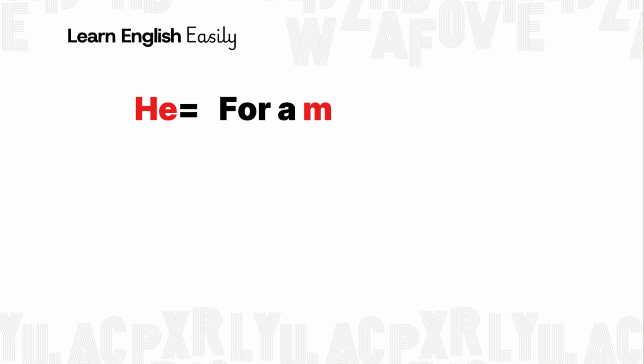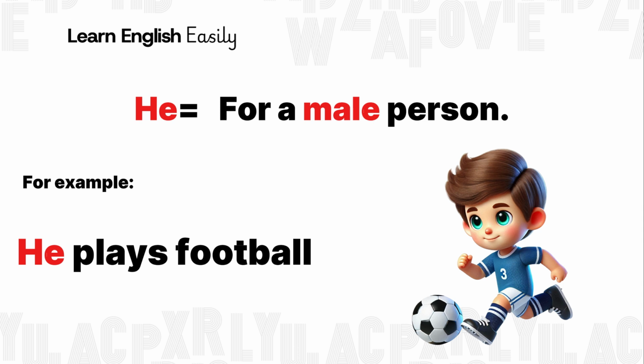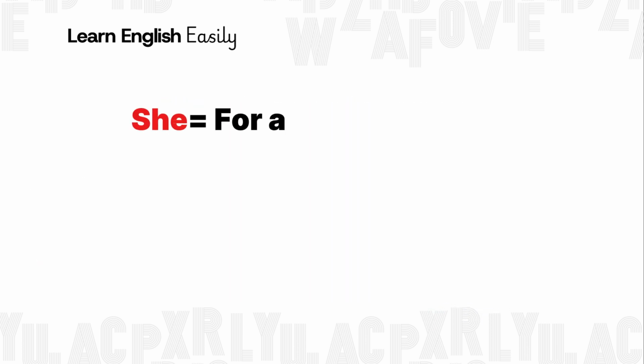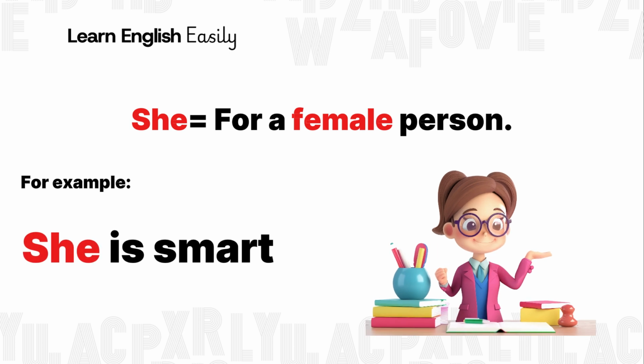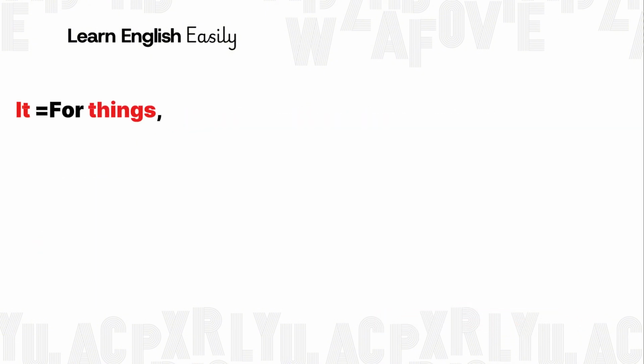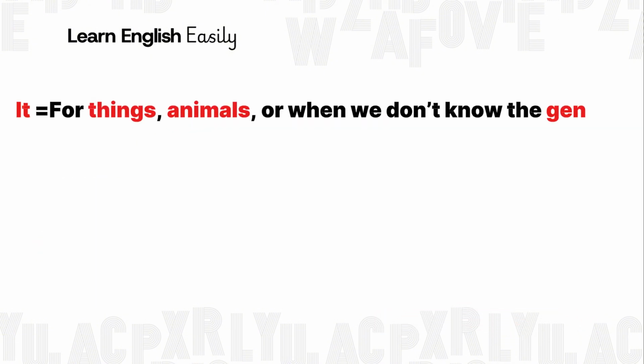He, for a male person. For example, he plays football. She, for a female person. For example, she is smart. It, for things, animals, or when we don't know the gender. For example, it is running.